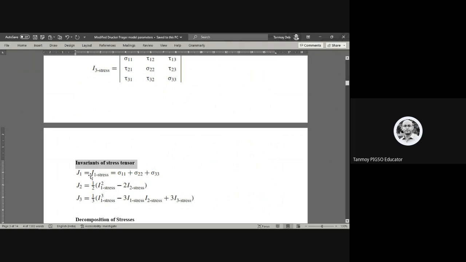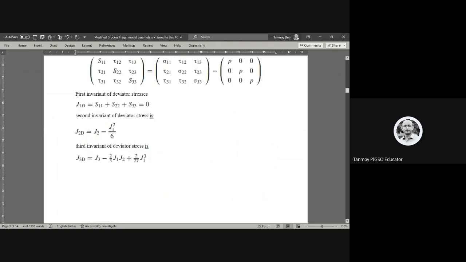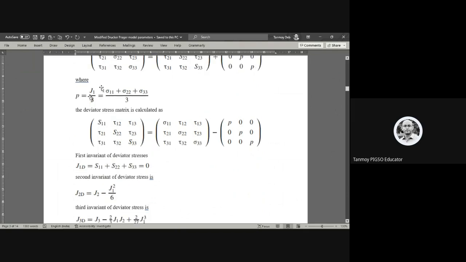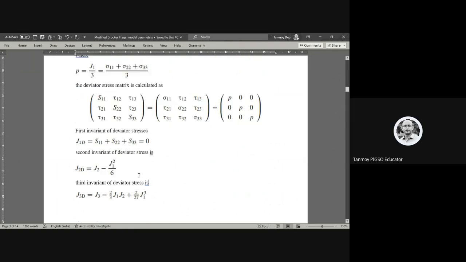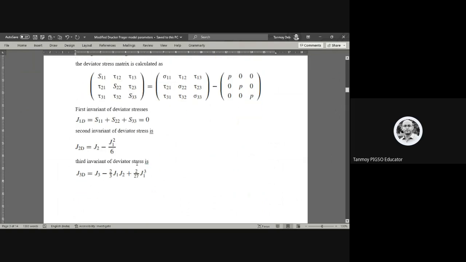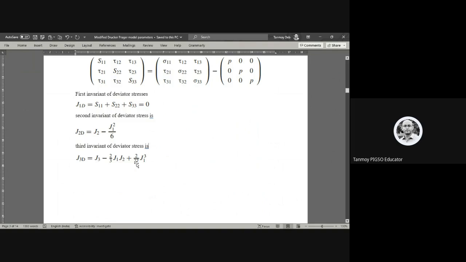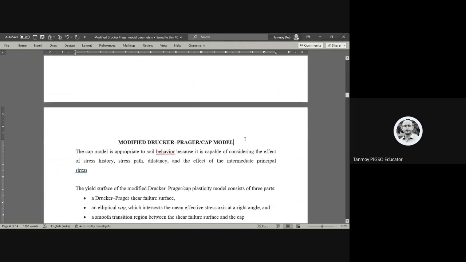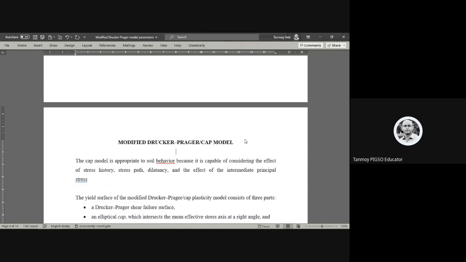J1, J2, J3, these are invariants of the stress tensor, and J1D, J2D, and J3D are for deviatoric stress. So if you just do S11 plus S22 plus S33, it is nothing but sigma 11 plus sigma 22 plus sigma 33 minus 3p. So that way this is equal to 0. Likewise, you get J2D and J3D. These are the basics that we just studied in the initial part of continuum mechanics. Now, to some extent, we have their uses while we study different soil models.